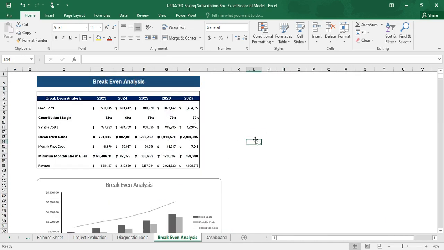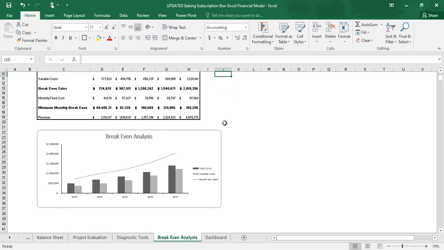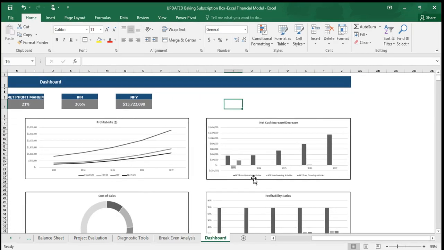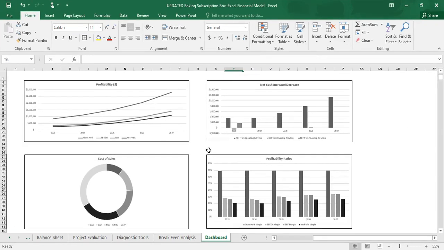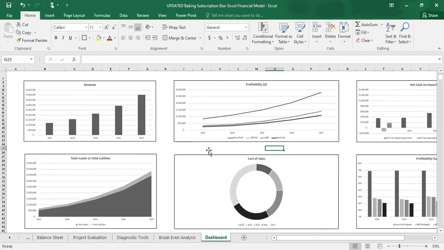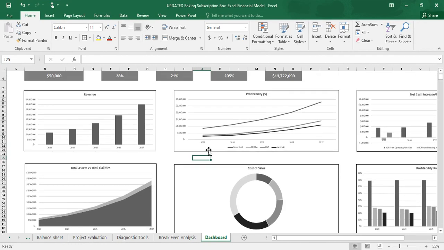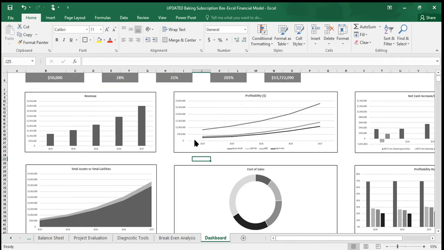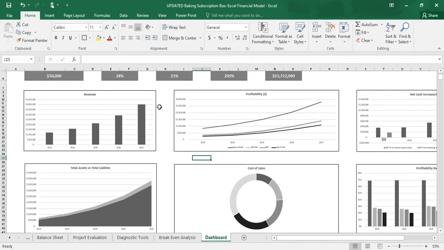In the break-even analysis, we have included the break-even sales. This break-even sales computation helps the business to identify where it reaches the break-even point. That is the point where the business is generating no profit, no loss. Lastly, in the dashboard, we have included all the graphical charts for the financials that we have included in the previous sheets. This includes your profitability in dollars, your profitability in ratios, your cost of sales, your revenue for the 5 years, and much more.